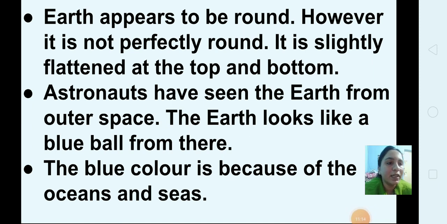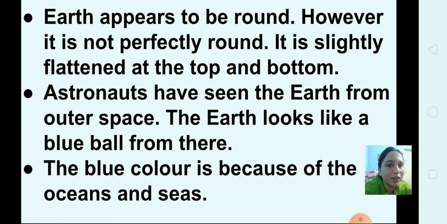But it is not perfectly round. It is slightly flattened at the top and the bottom. So children, the earth's shape is not perfectly round. It is slightly flattened at the top and the bottom. Earth appears to be round, however, it is not perfectly round. Okay, this we have studied today.